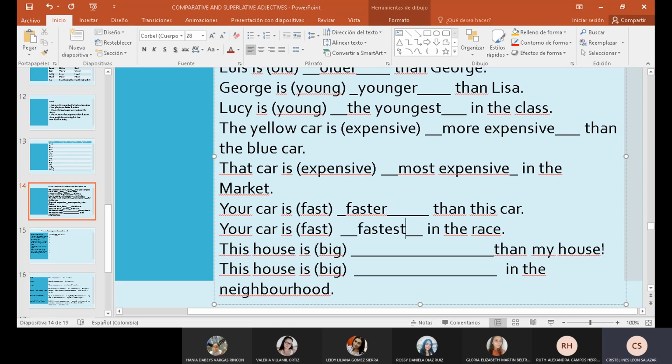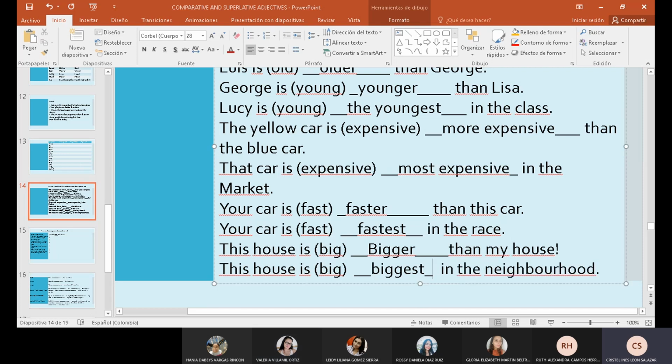Thank you. Sorry, Valeria, please. Help me with that and that. This house is bigger than my house. And the other sentence also. This house is the biggest in the neighborhood. Thank you very much.